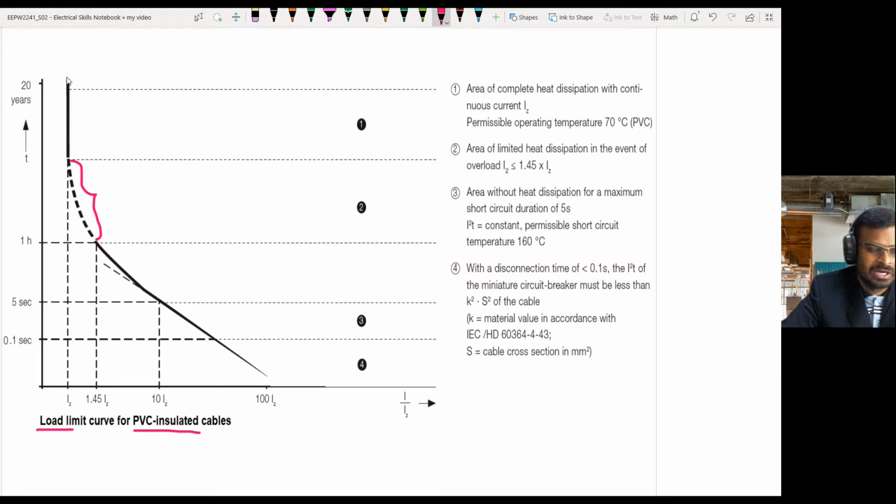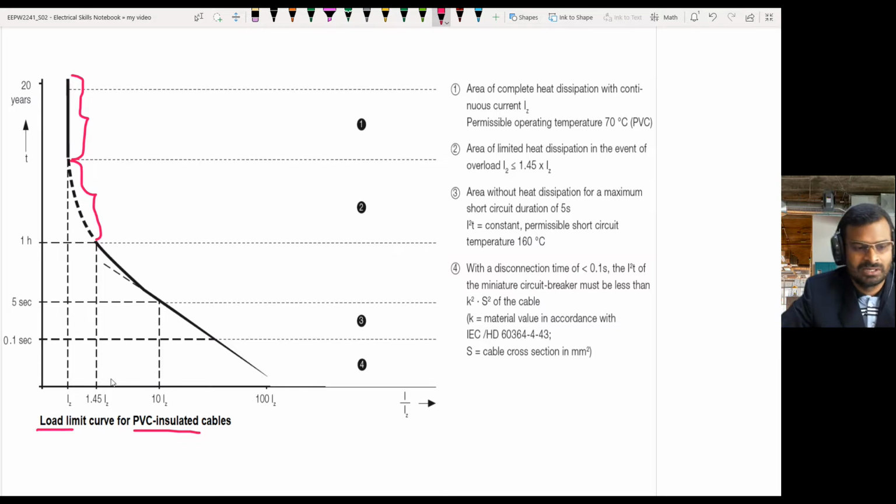This area is the normal operating time. The load current should be less than or equal to this Iz. Say, for example, the Iz of a particular cable is given as 10 amperes. The circuit must be carrying around 8 amperes or less. In that case the cable is going to stay for a very long time, it is not going to produce much heat, and it will not get damaged.